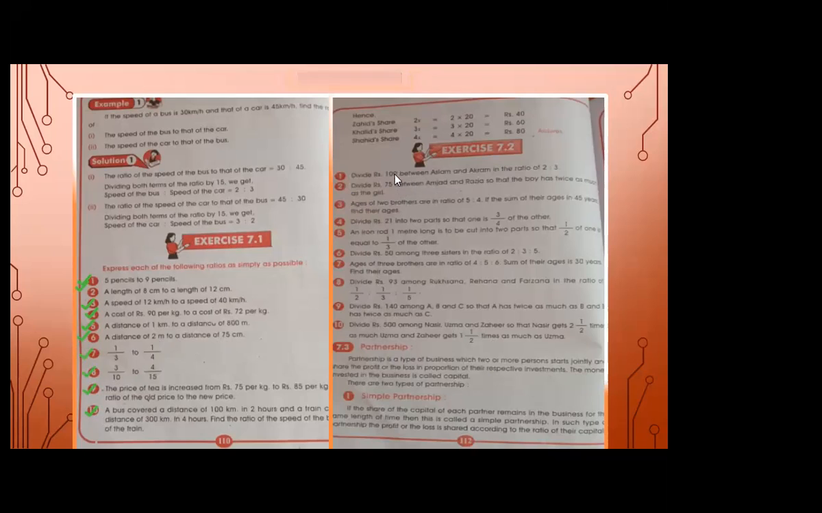Here we divide rupees, this is the total amount. Here we have to divide it between Aslam and Akram. So the first ratio is for Aslam and the second ratio is for Akram. Is it clear? And what will be the total sum of the ratio? 2 plus 3, that is 5. Clear, students?